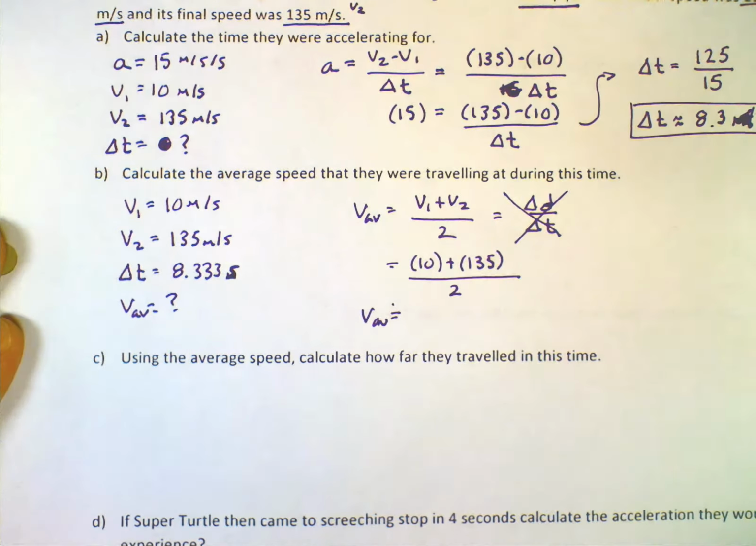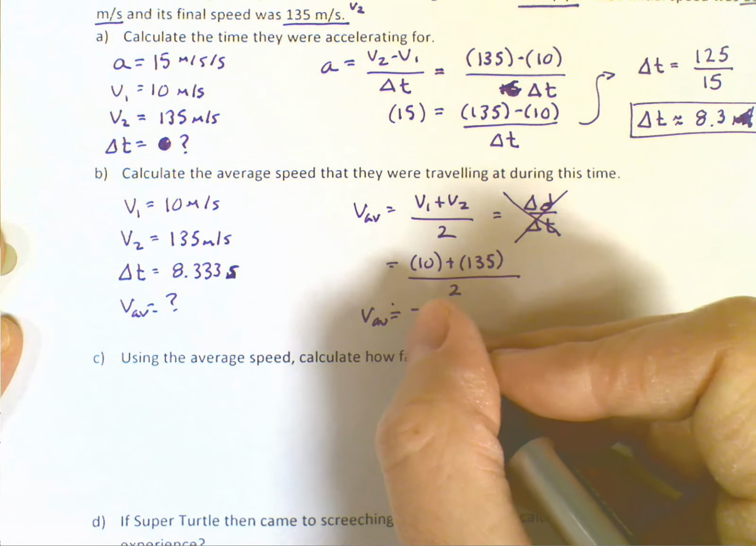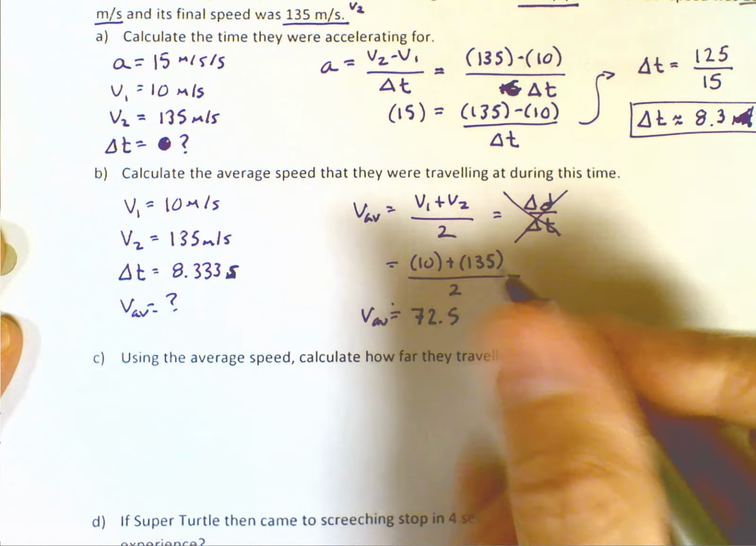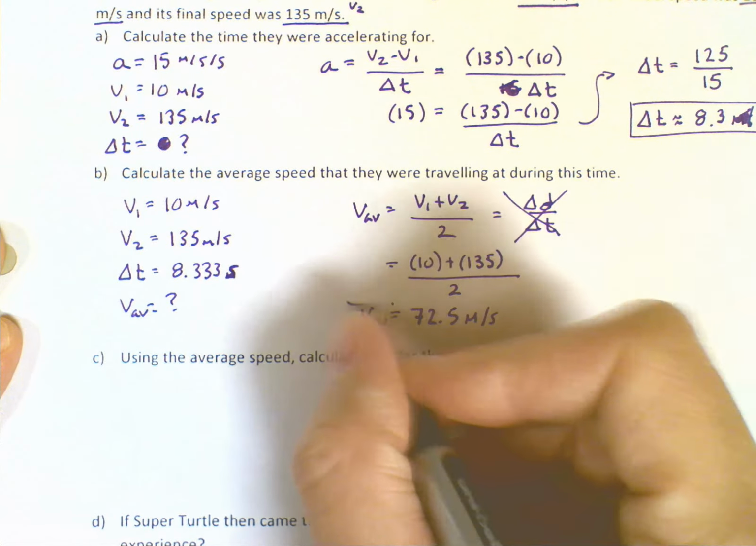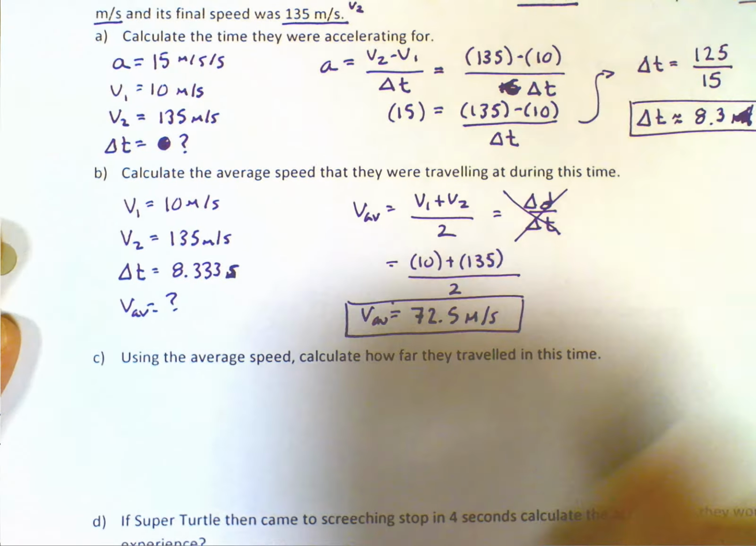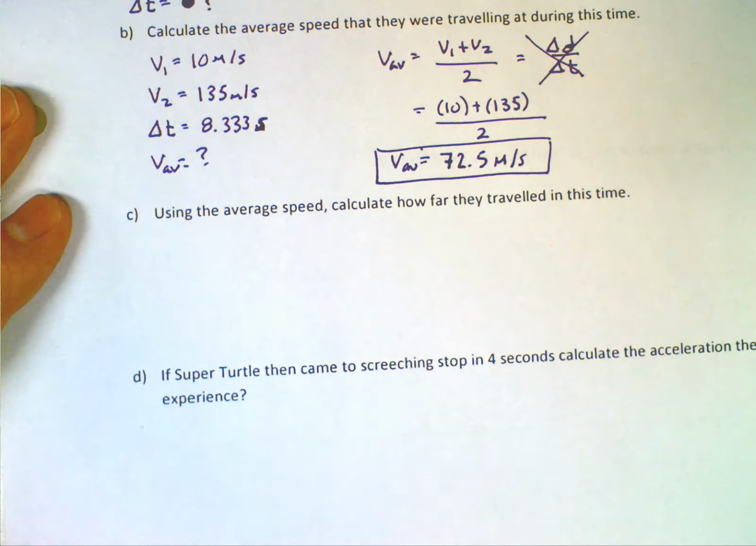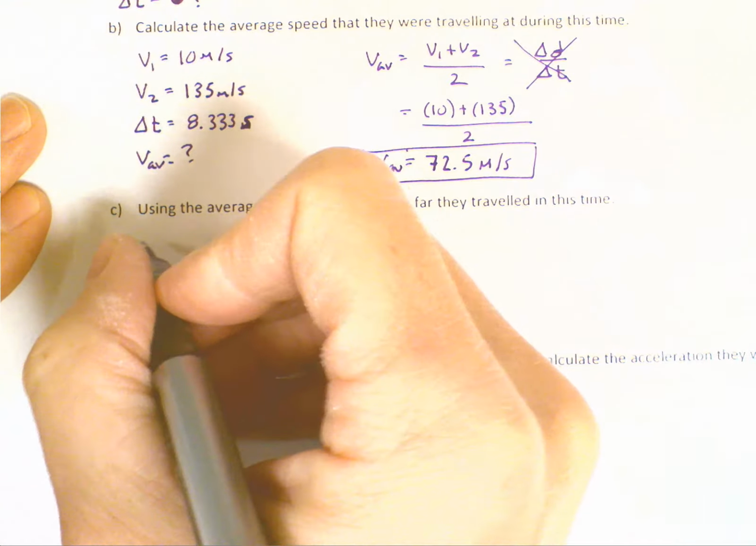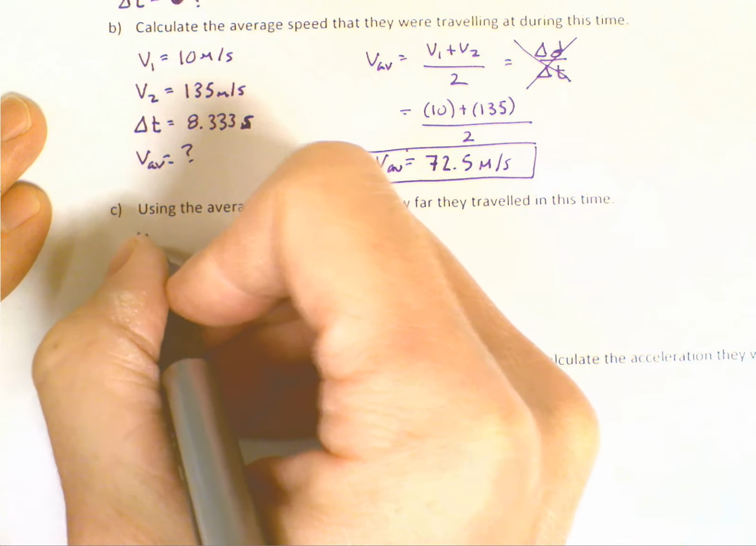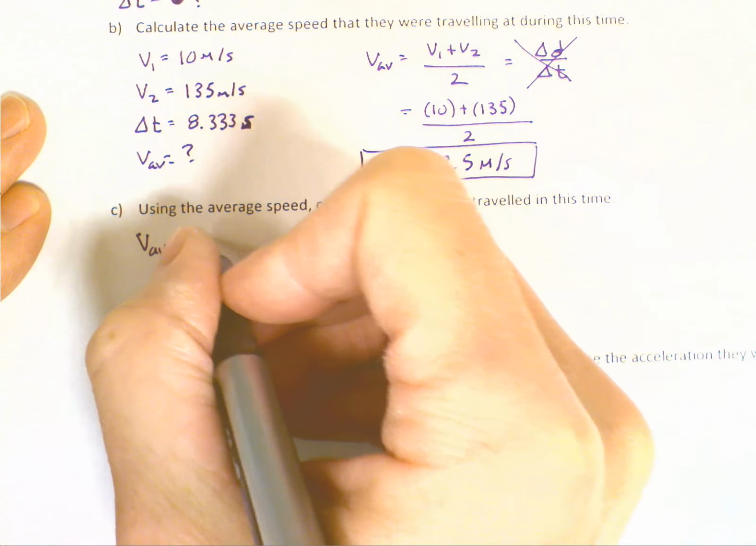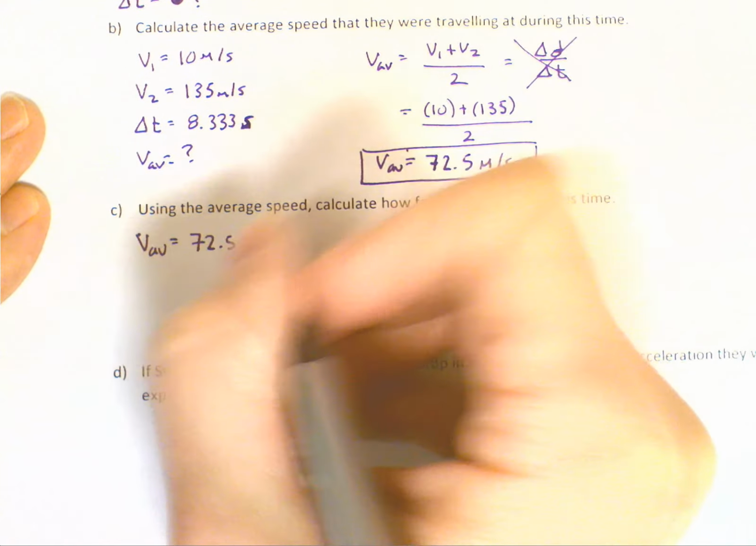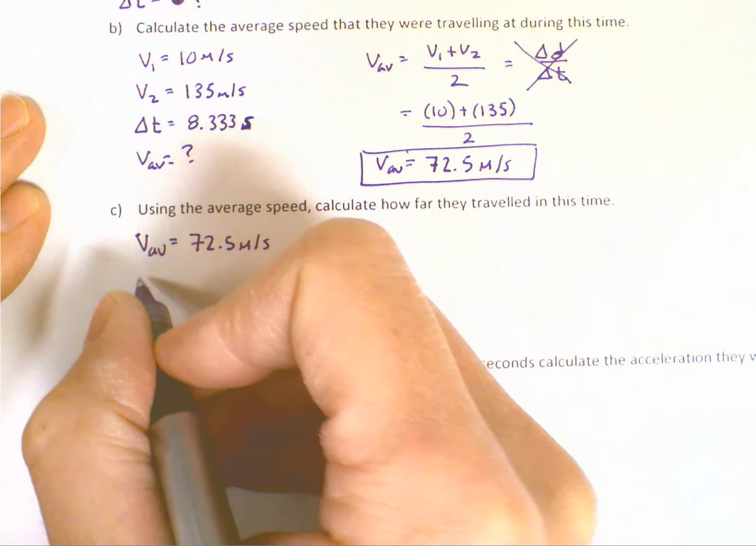So the average speed is approximately 145 divided by 2, so that's 72.5 meters per second. Okay. Using the average speed, calculate how far they traveled in this time. Well, we know the average speed is 72.5 meters per second.